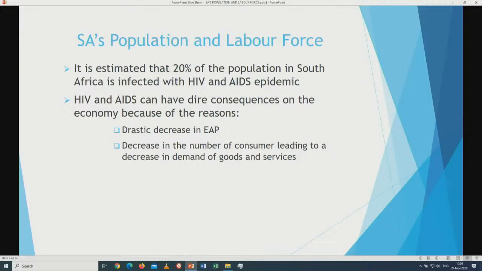Secondly, it can lead to a decrease in the number of consumers, leading to a decrease in the consumer demand of goods and services. So when more people from the population die, it will lead to a drop in the consumer demand of goods and services. And when the demand decreases in the economy, then the economy is not growing. There is no economic growth, basically.